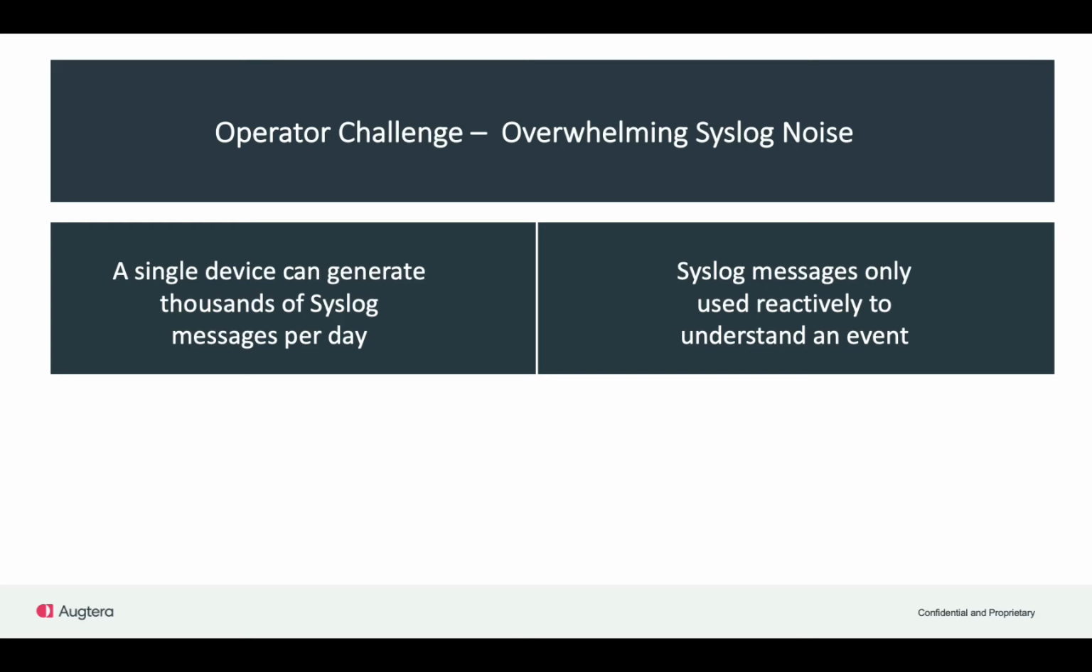Syslog is one of the oldest sources of network telemetry, and while it is widely supported, it has some inherent challenges that make it difficult to use, primarily due to the volume and variety of messages generated. It is not uncommon for a single device to generate thousands of messages a day. These messages are often just sent to a log collector, occasionally used for post-outage analysis.